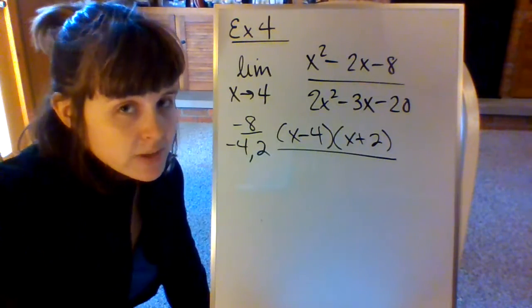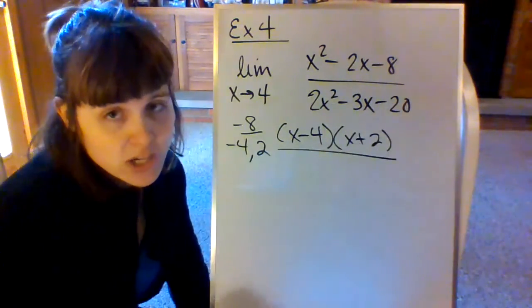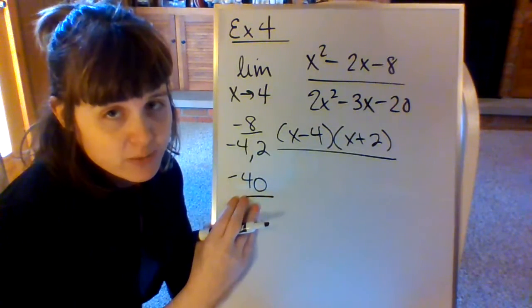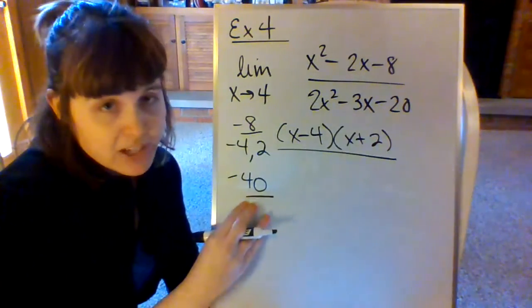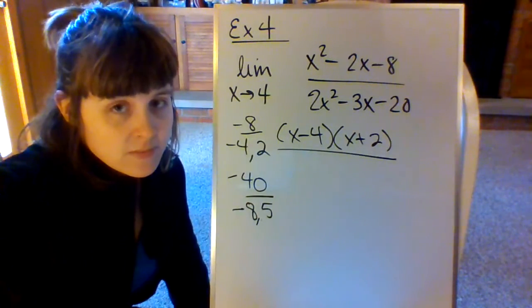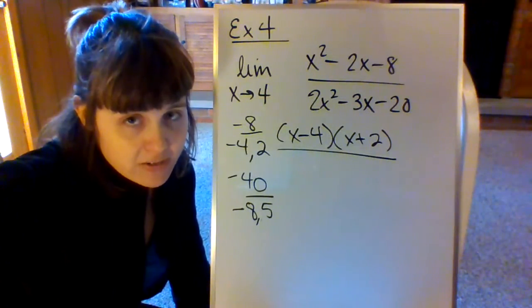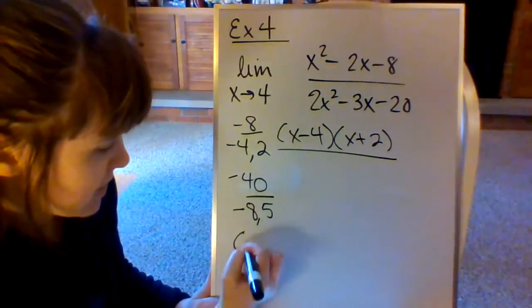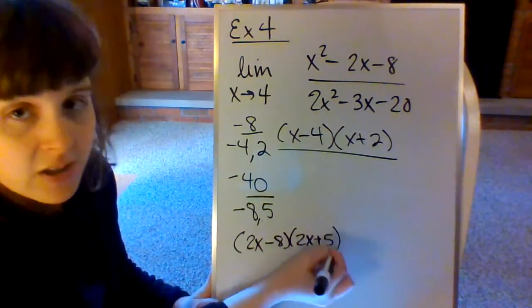Okay, so now when it comes to the bottom part, we have to do 2 times negative 20, which is negative 40. So what could you multiply to get negative 40 that would add together to equal negative 3? Well, we could have negative 8 times 5, because that multiplies to be negative 40 and it adds together to be negative 3. But because this 2 is there, when we write our factors, it would actually look like this: 2x minus 8, 2x plus 5.